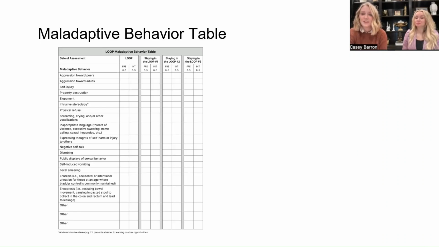Okay, and at the end of the LOOP, we also have the maladaptive behavior table. This can be used to help gather information on any behaviors that are occurring that are interfering with the individual's ability to be safe, might prevent them from participating in family events or gatherings, making friends, or otherwise just creating a barrier in different environments. For each of the behaviors that is occurring, you're going to give a score on both the frequency and the intensity of that behavior.